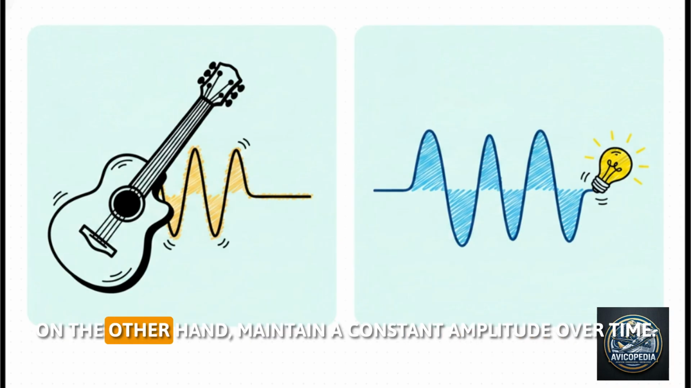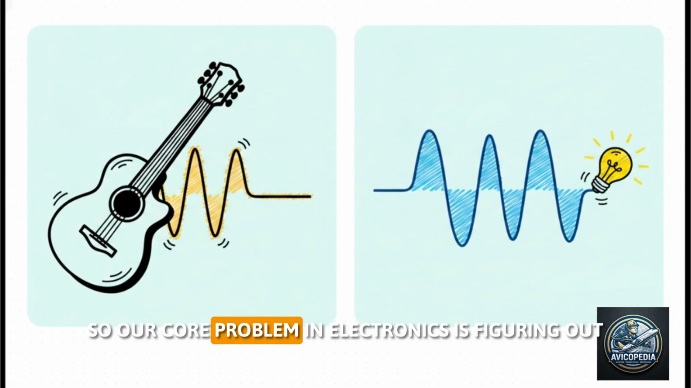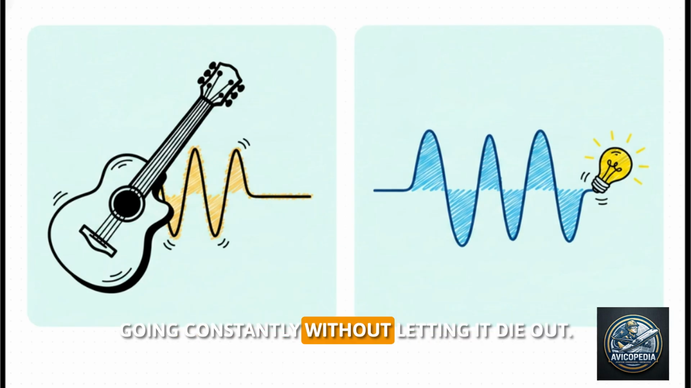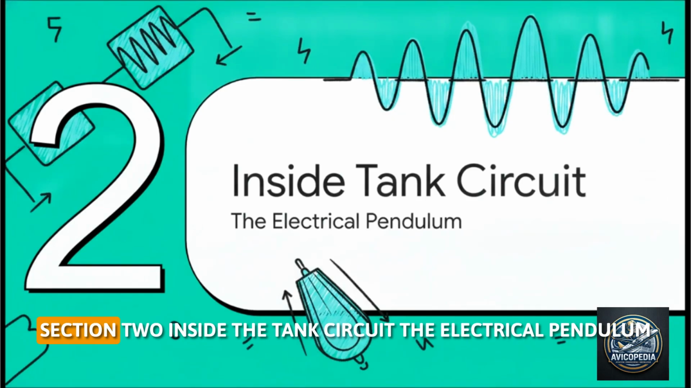Undamped oscillations, on the other hand, maintain a constant amplitude over time. So our core problem in electronics is figuring out exactly how to keep that wave going constantly without letting it die out. Section 2. Inside the tank circuit, the electrical pendulum.